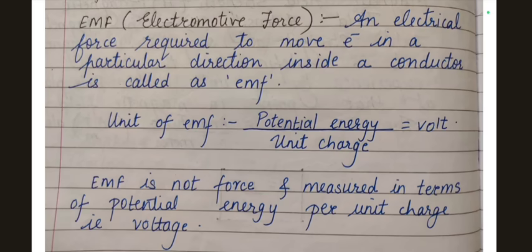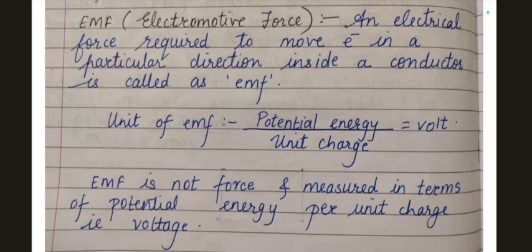An electrical force required to move electrons in a particular direction inside a conductor is called EMF. It is an electrical force which is required to move electrons, and the movement of electrons is nothing but current. So we define EMF as the electrical force required to move electrons in a particular direction inside a conductor.